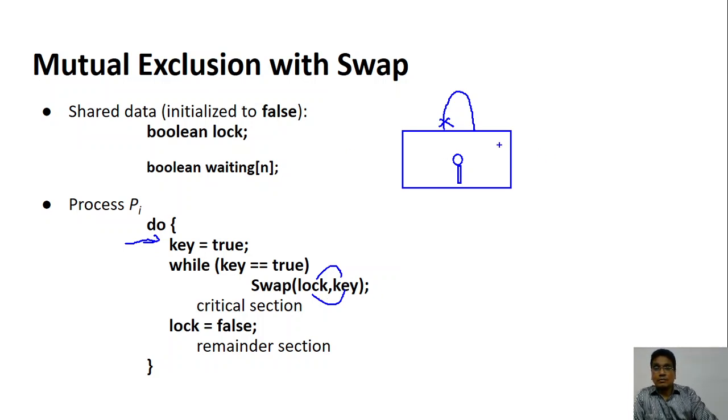Lock was false initially. Remember, lock was false initially. Key was true. That means the lock now becomes true. When I say lock now becomes true, it means you have locked it, so others can't unlock it. It's as simple as that. So you are locking it, and then you enter into the critical section. Finally, when you complete your work, you unlock it so that others can perform it.